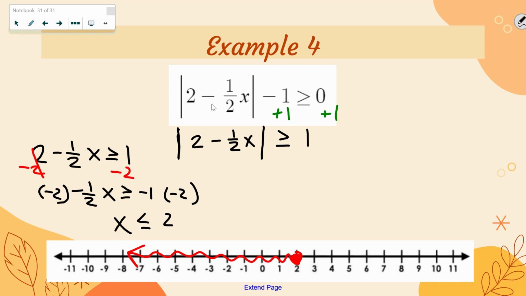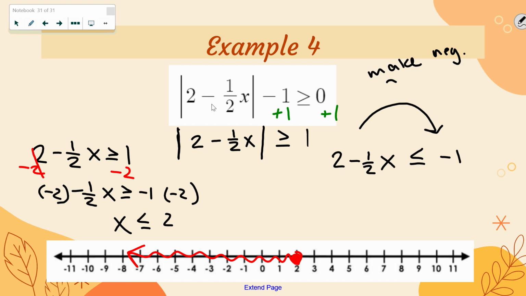Now let's make that second inequality. We'll have 2 minus 1/2 x. And if this was an equal sign, my 1 would change to what value? Negative 1. So, everybody focus in here. If this changed to a negative 1, what's going to happen with my inequality? It should swap around. So now I'll have less than or equal to negative 1. So when you make your second equation, you're going to make your value negative and switch your sign or flip your sign.